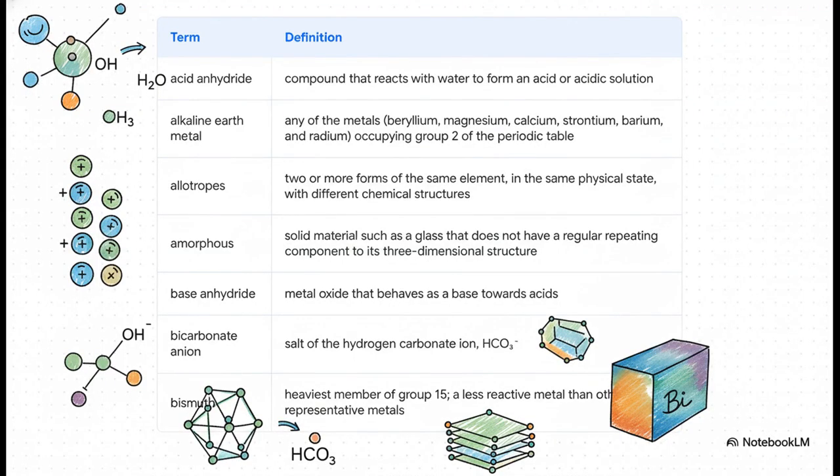So, here in our first batch, you'll see some fundamentals like acid anhydride and alkaline earth metal, and check out allotropes. That's a super cool concept. It's when you have different forms of the same element, like diamond and graphite for carbon.